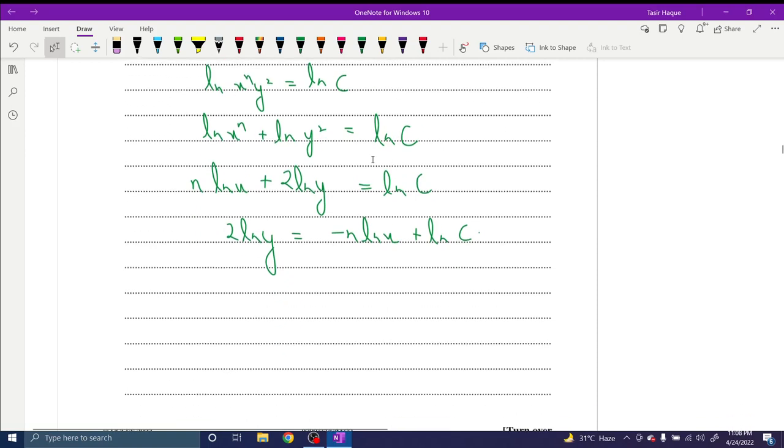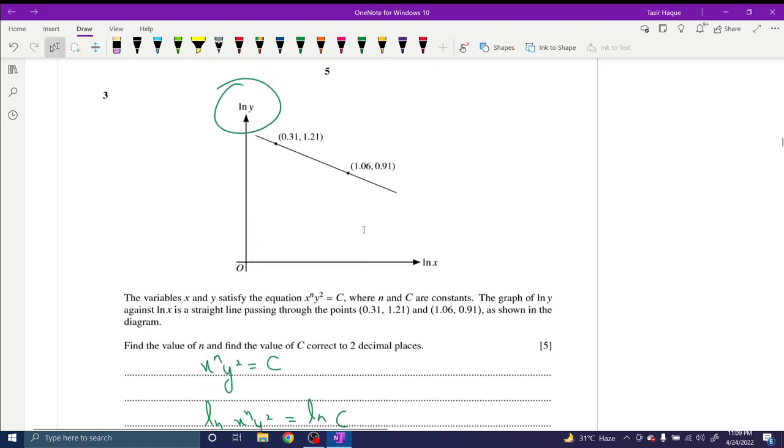Now, a common mistake would be thinking that n is the gradient, but it's not. To consider the gradient, you need to make ln y the subject, right? So this has to be ln y is equal to minus n by 2 ln x plus half ln c, right? Now this is fine. So let's find out the gradient, right? Where is the gradient going to be?